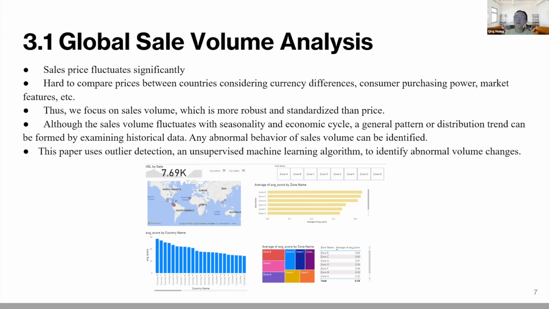And because different markets are very different from each other, here we only compare the sales volumes of a country within the country itself. So we calculate the outlier scores for all the countries around the world. We aggregate them at the region level as well as the country level. As we can see here, region B has the highest outlier scores, followed by region C and A. So here is our first step result.